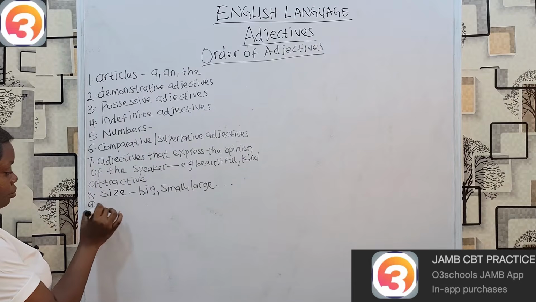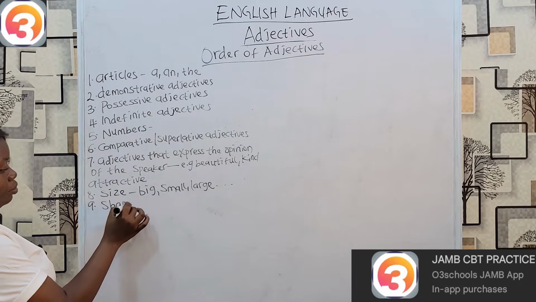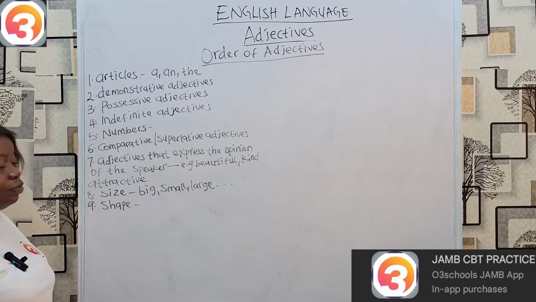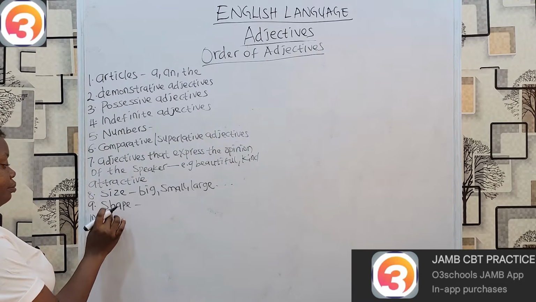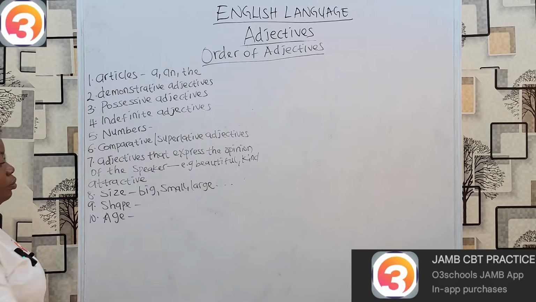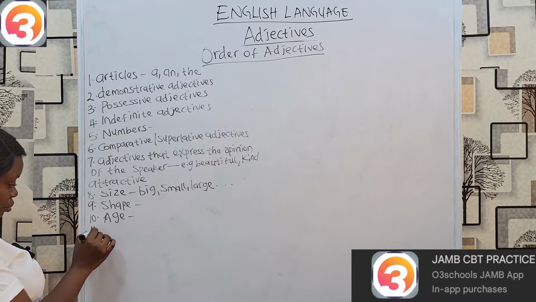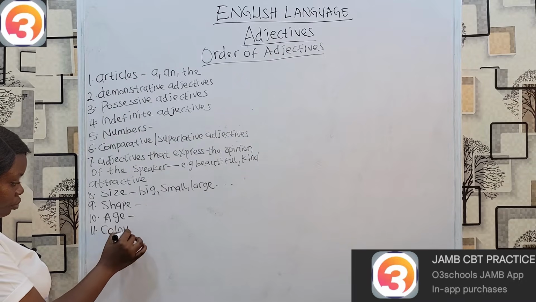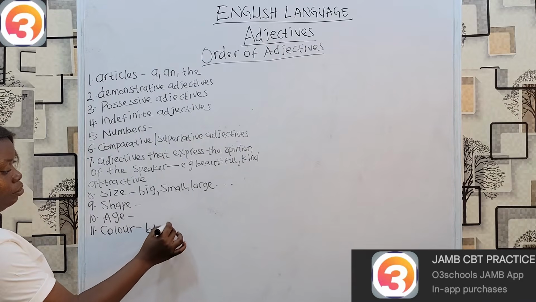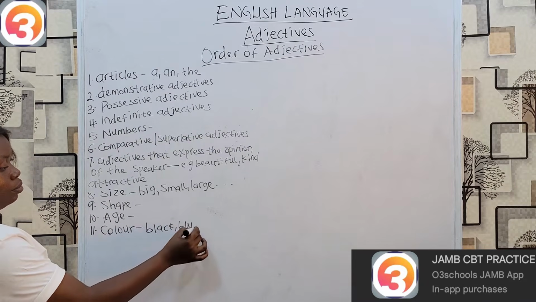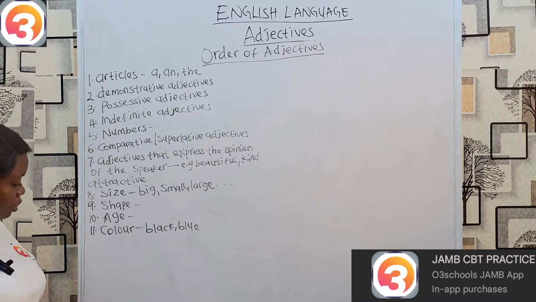shape, adjectives that tell us the shape of the noun, color, age rather. Adjectives that talk about the age of that noun come next before color. Like black, blue, as the case may be.